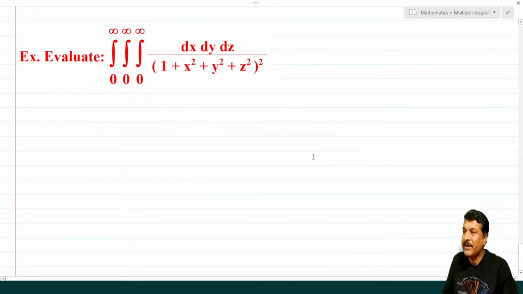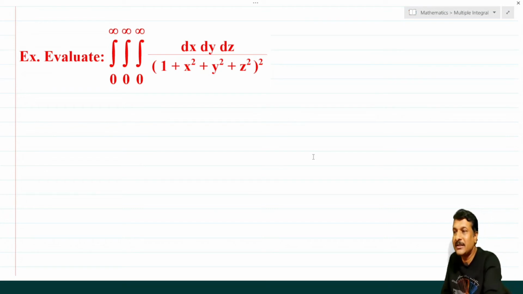Example: evaluate the triple integration from 0 to infinity, middle integration from 0 to infinity, and inner integration from 0 to infinity, dx dy dz upon 1 plus x square plus y square plus z square whole square. Note that this example is difficult by the direct method, but if we convert into spherical polar coordinates, it will be very easy. How? So what are the spherical polar coordinates?